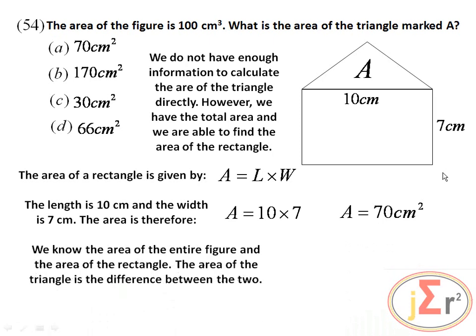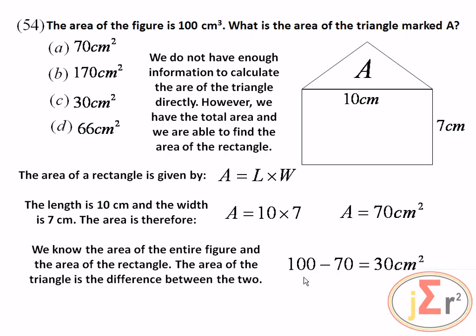We know the area of the entire figure, and we know the area of the rectangle. The area of the triangle is the difference between the two of them. So we are going to subtract the area that we have found for the rectangle from the area of the entire figure, and we are going to find the area of the triangle to be 100 minus 70, and that is equal to 30 centimeters squared.